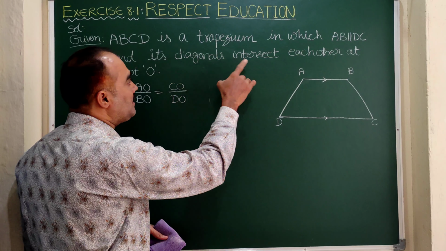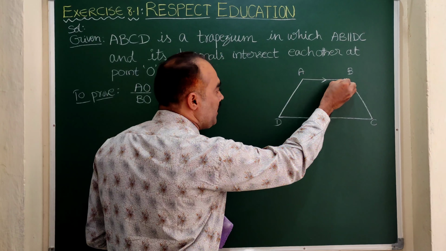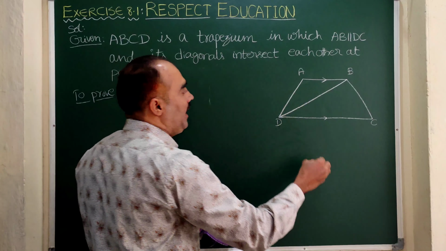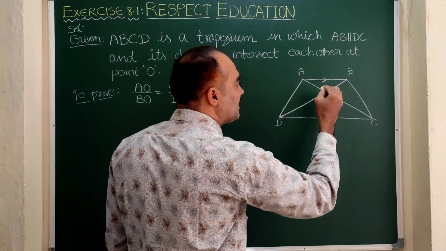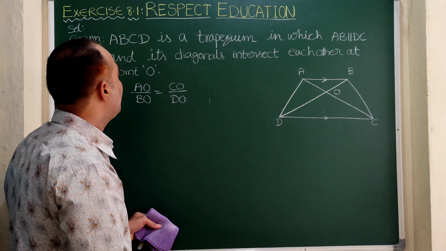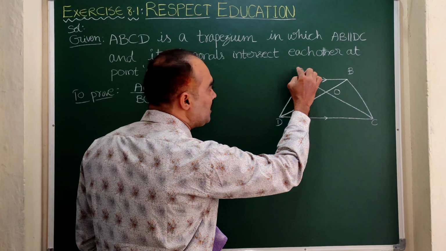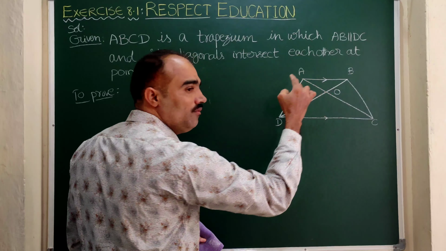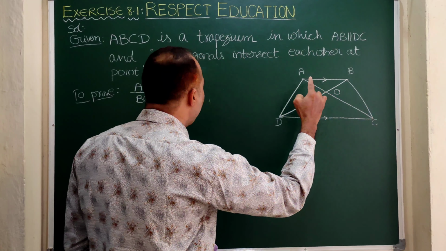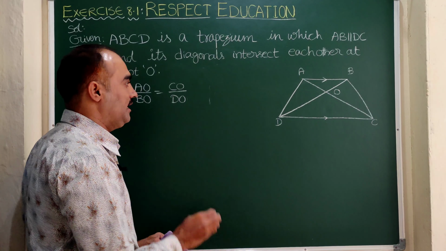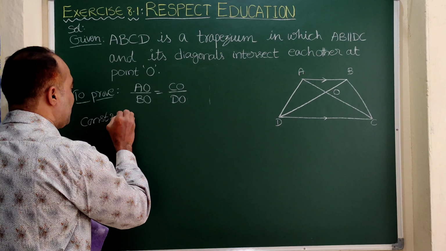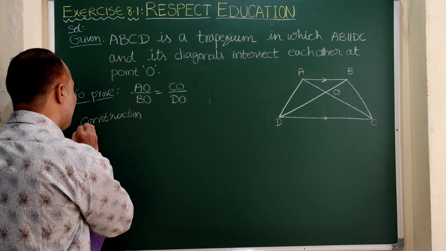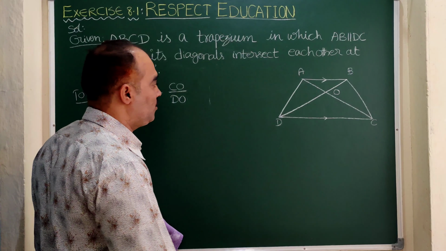Now the diagonals intersect at O. So if you join BD and AC, these are the diagonals, they meet at O, they intersect at O. So we need to prove that AO by BO is equal to CO by DO. Right. For this we need to do a small construction. So here I am writing construction. Here I will tell you what we need to do.